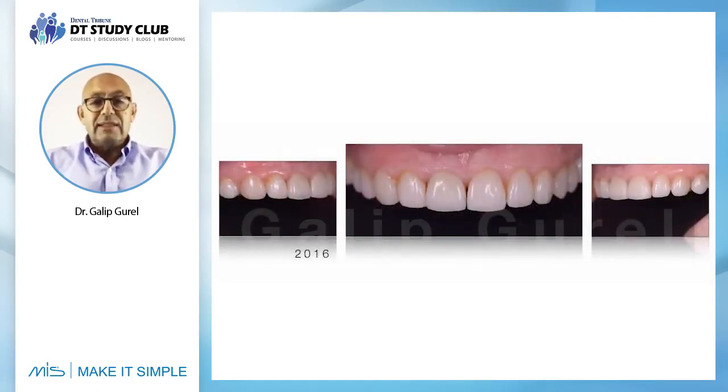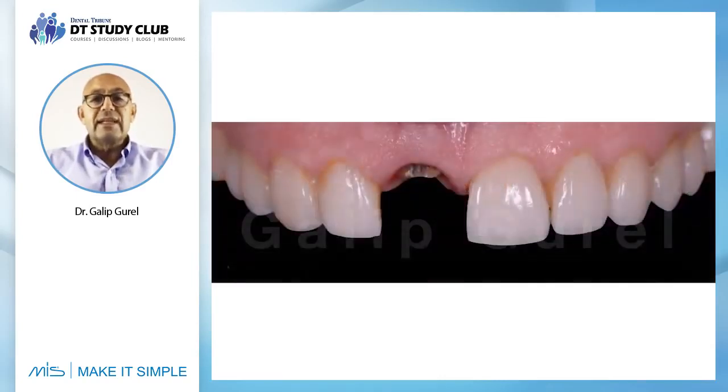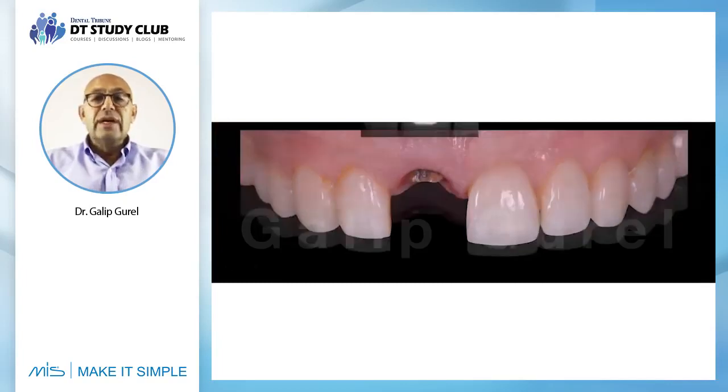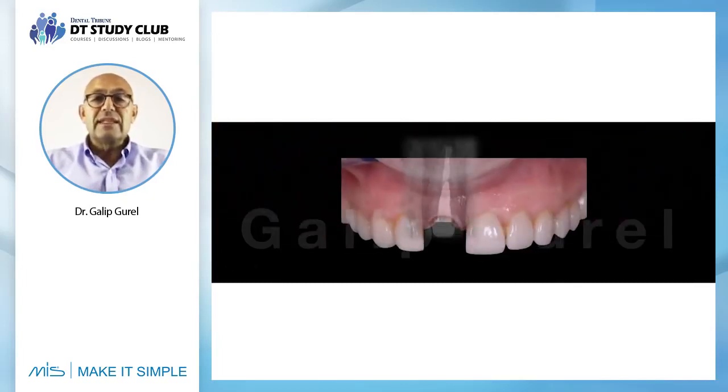So years passed, 2016, the patient comes back to us. Unfortunately, that tooth was broken. There was no ferrule left. It was way inside the soft tissue. And more than that, we can see a lot of problems with the tooth itself.